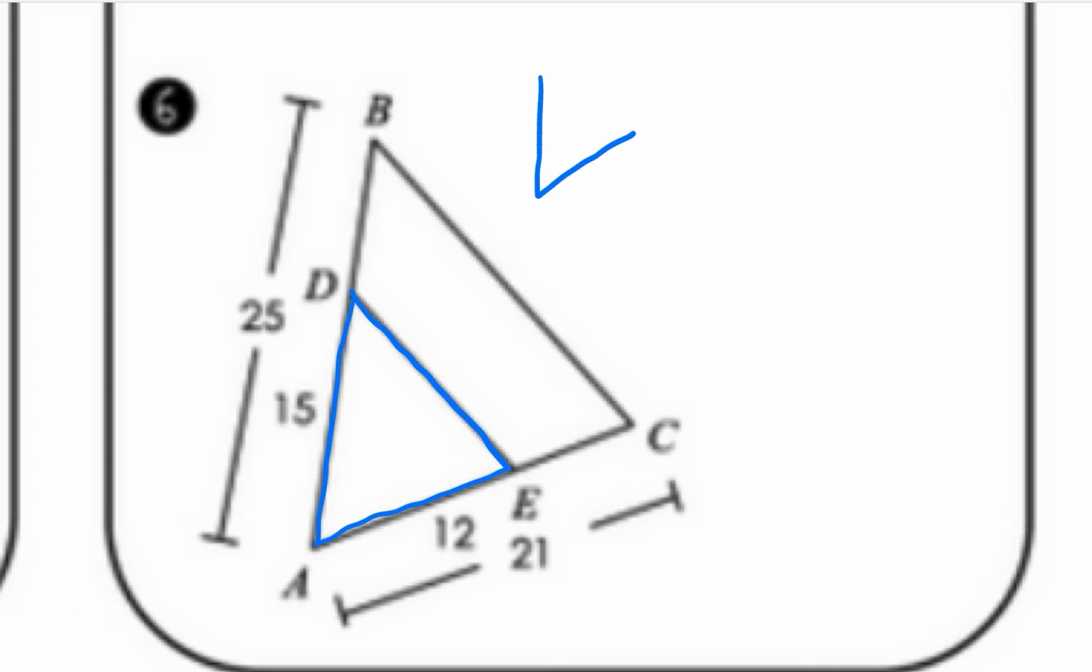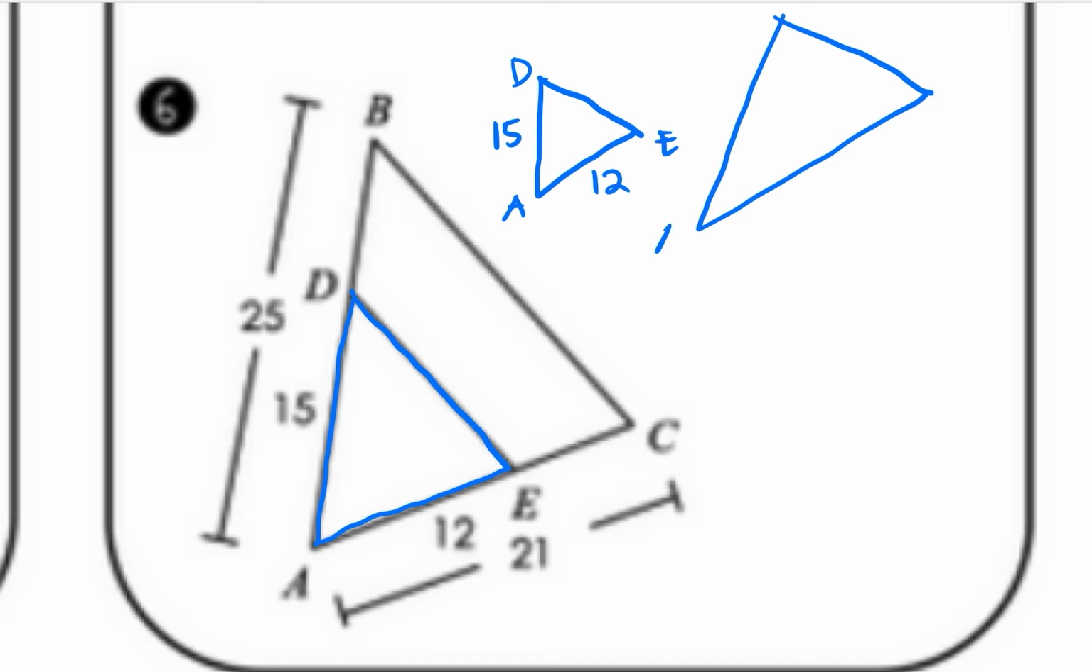So the small triangle, which has A, D, and E, and this side is 15, this side is 12, and I'm gonna draw a bigger triangle. This is A, this is 21, 25, this is B and this is C. So if this is helpful to you, then go ahead, draw the figure, because then that is going to be easier to set up. So I have 15 over 25, and then I will have 12 over 21.